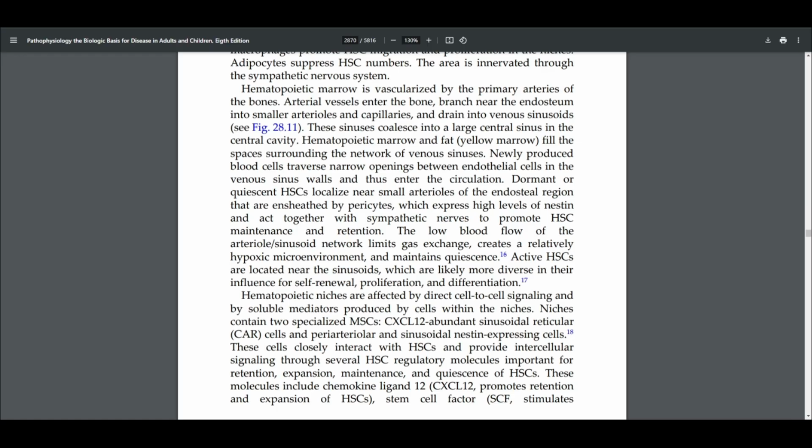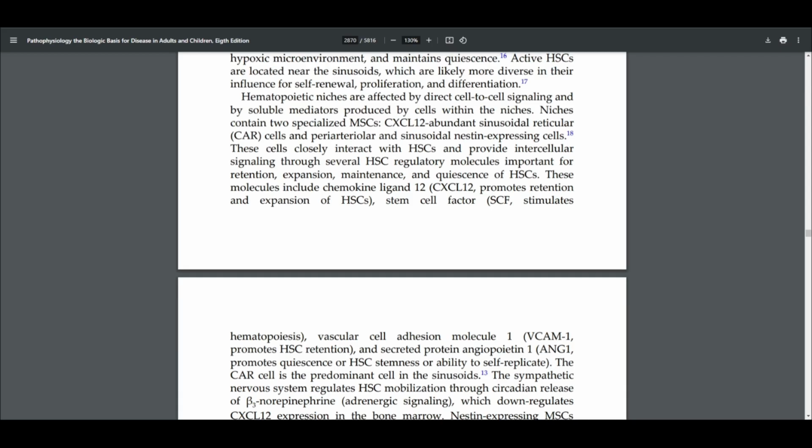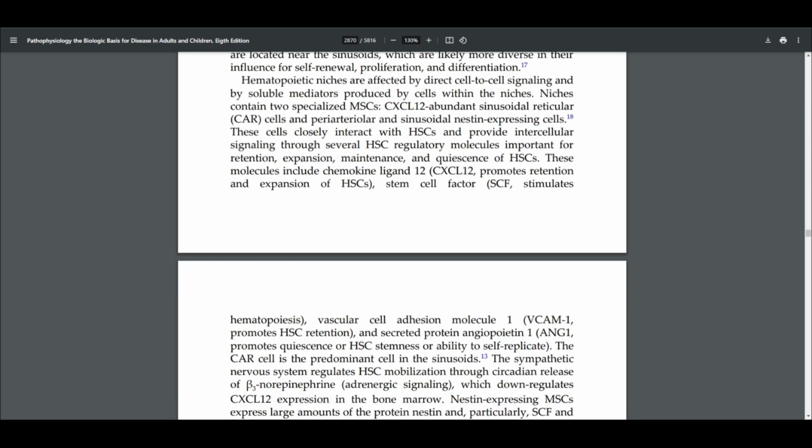Active HSCs are located near the sinusoids, which are likely more diverse in their influence on self-renewal, proliferation, and differentiation. Hematopoietic niches are affected by direct cell-to-cell signaling and by soluble mediators produced by cells within the niches. Niches contain two specialized MSCs, the CXCL12-abundant sinusoidal reticular cells and the periarteriolar and sinusoidal nestin-expressing cells.